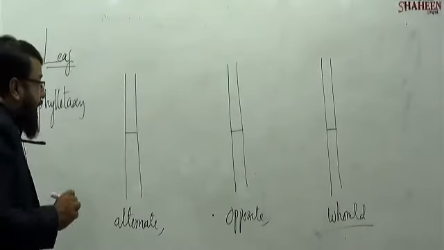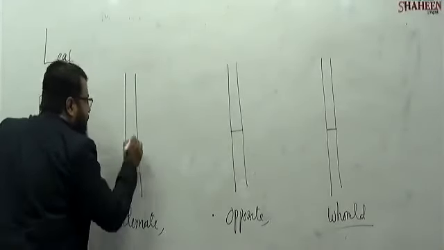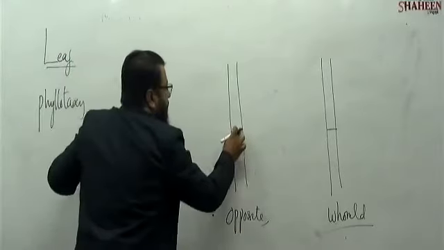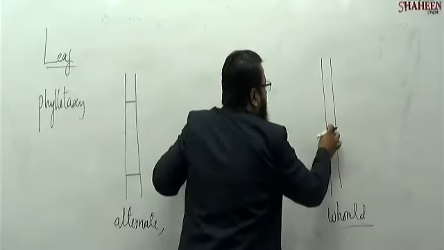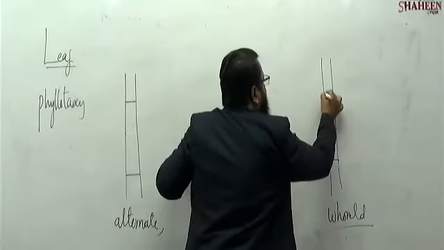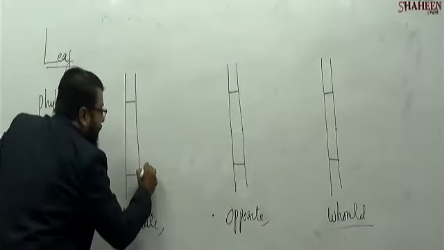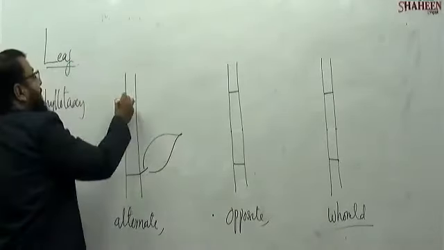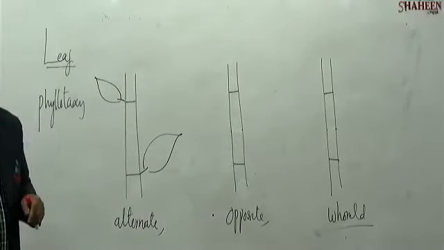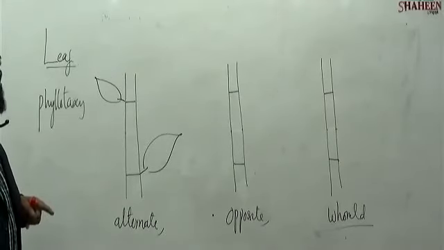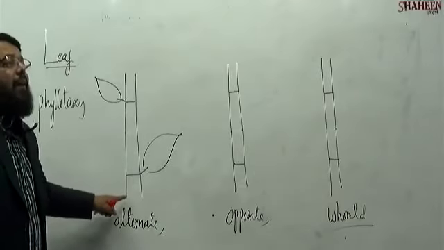Observe that each node produces... I will make two nodes. One node, another node. Each stem, two nodes I have made. Each node will have one leaf. What is the arrangement of leaf? What is the phyllotaxy? That is alternate phyllotaxy.